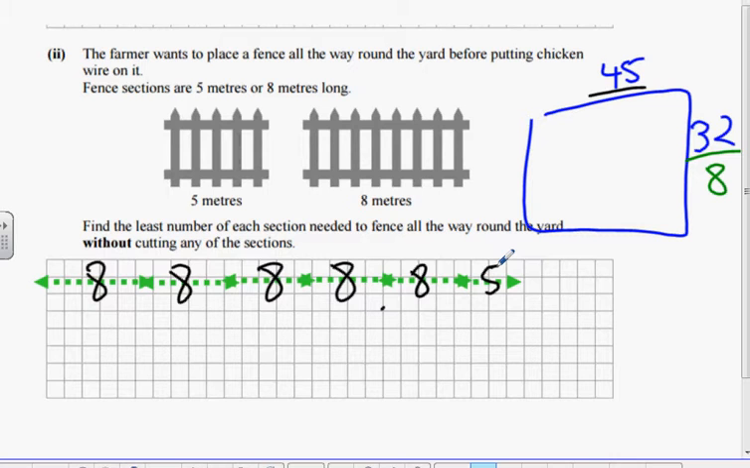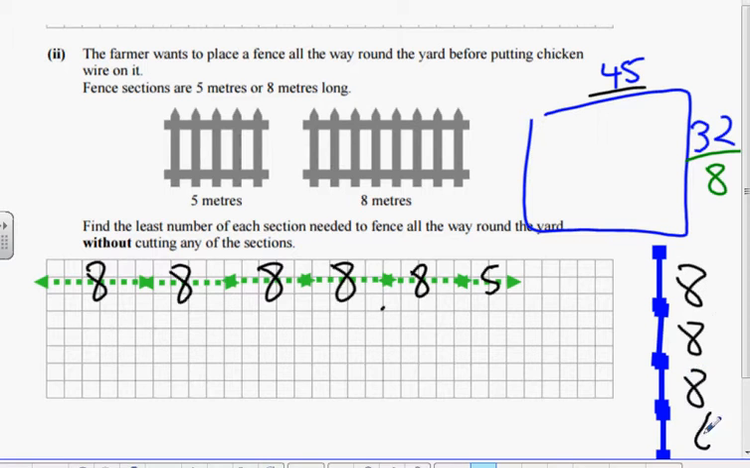For 32 metres, what do I need? 4 8s. 1, 2, 3, 4. 8, 8, 8, 8. Yeah? So, just count the 8s, Kenny.